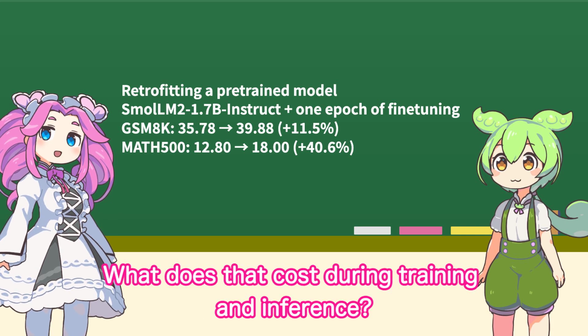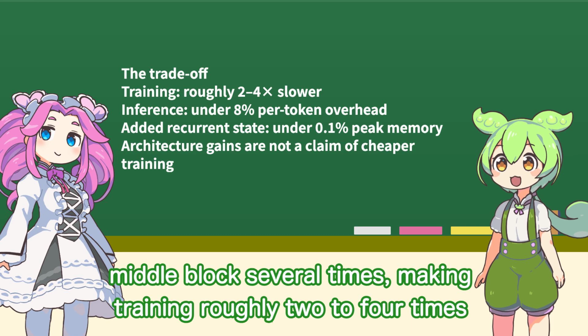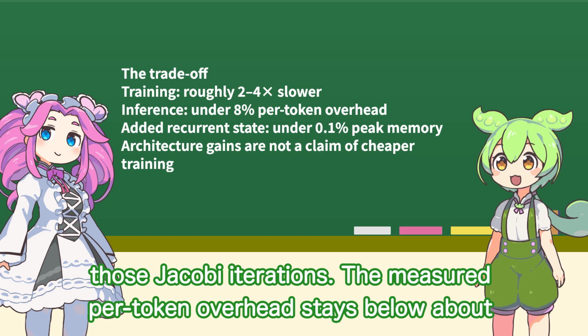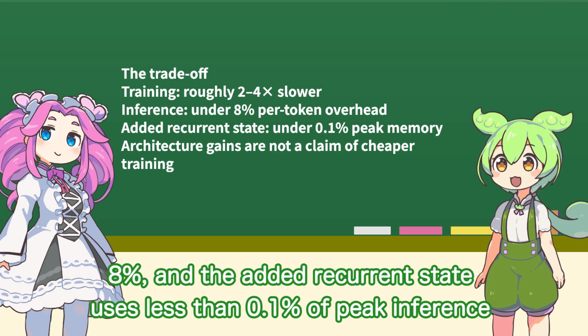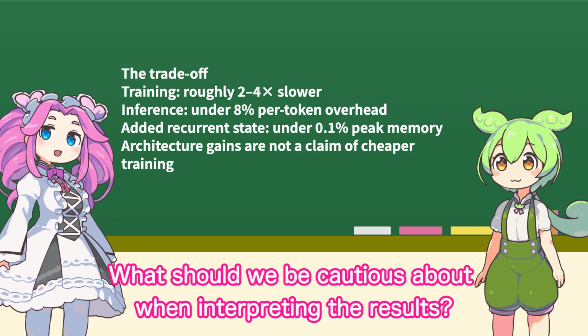What does that cost during training and inference? Training is the cost. The parallel refinement tree runs the recurrent middle block several times, making training roughly 2 to 4 times slower depending on block width. But autoregressive inference does not run those Jacobi iterations. The measured per token overhead stays below about 8%, and the added recurrent state uses less than 0.1% of peak inference memory. What should we be cautious about when interpreting the results?